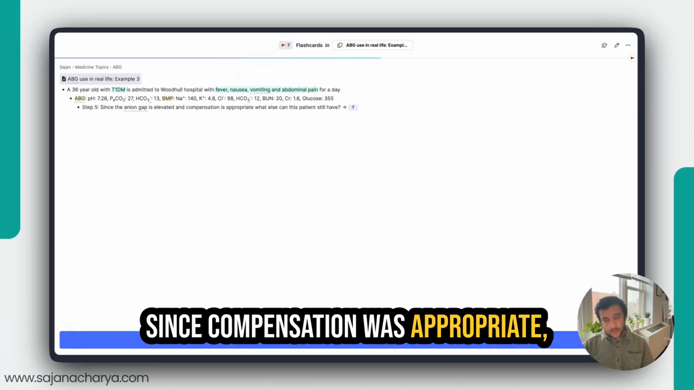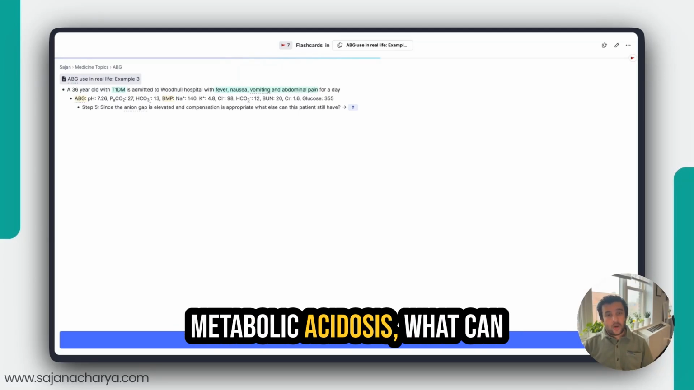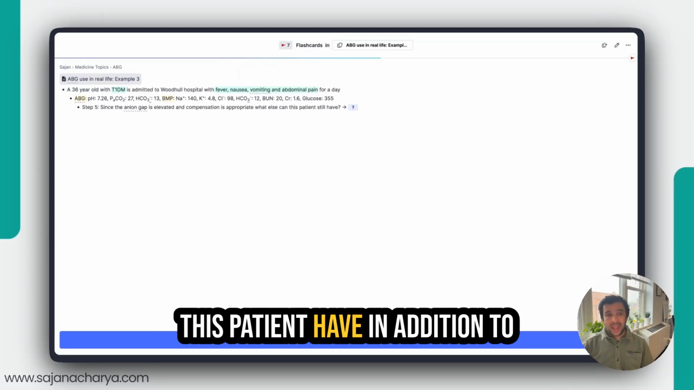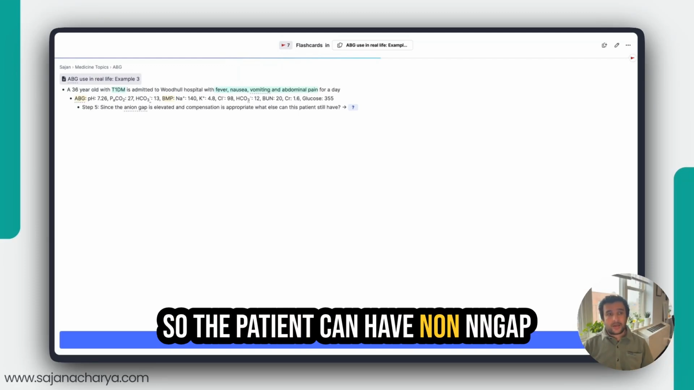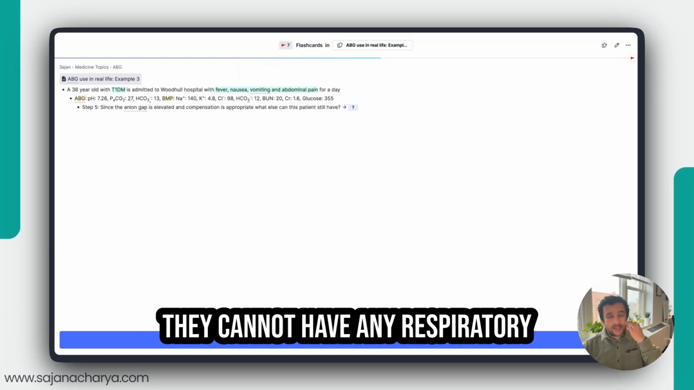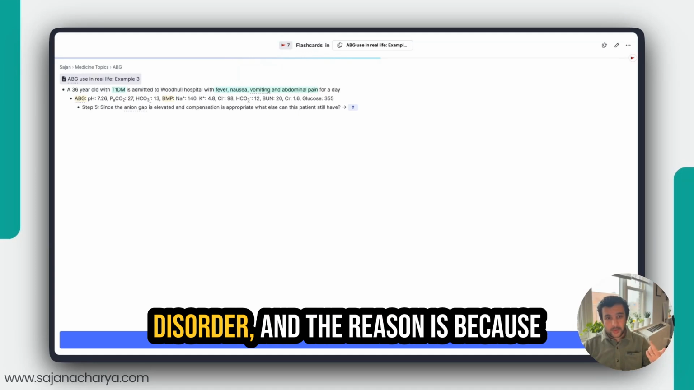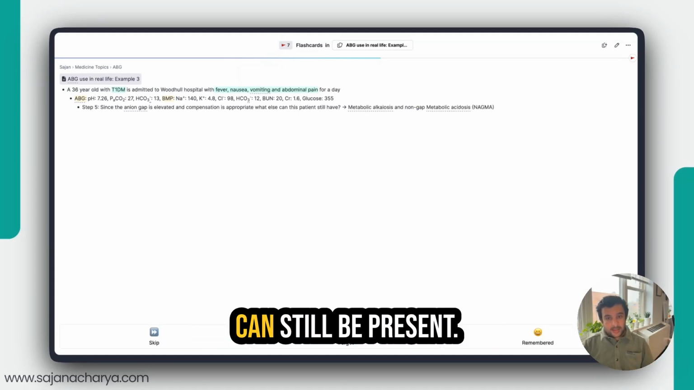Since compensation was appropriate, there is no respiratory disorder, and since this is high anion gap metabolic acidosis, what can this patient have in addition to high anion gap metabolic acidosis? So the patient can have non-anion gap metabolic acidosis, and they can also have metabolic alkalosis, right? They cannot have any respiratory disorder, and the reason is because the compensation was normal. So just two of those things can still be present.